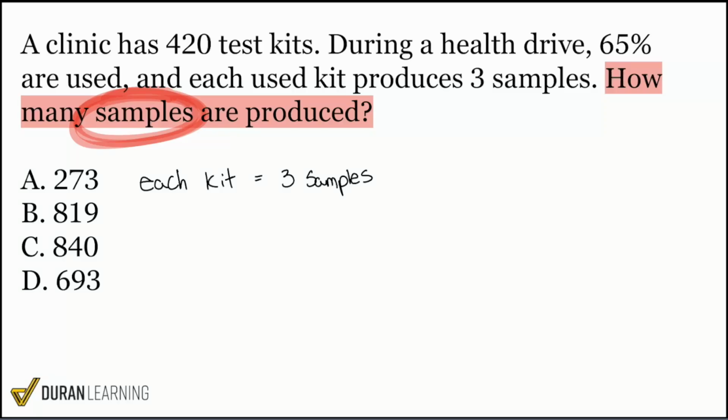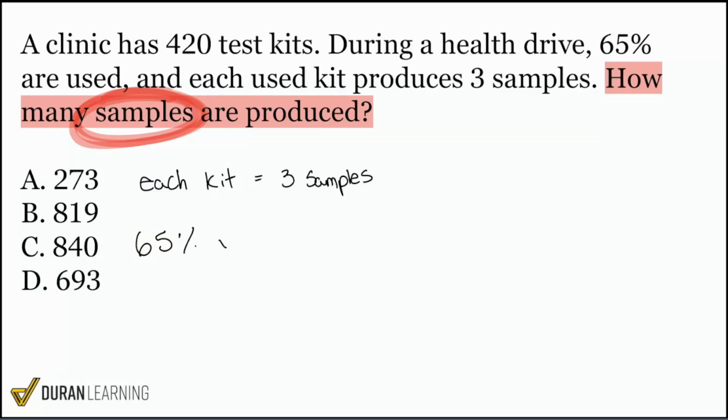But in this case, we want the total number of samples. So because we have the number of kits, or we're going to get the number of kits, and we know each kit is 3 samples, we multiply by 3 to get that total number of samples. So let's go ahead and get after it here. We're going to first begin by understanding that 420 kits were used, or available, and 65% of those were used.